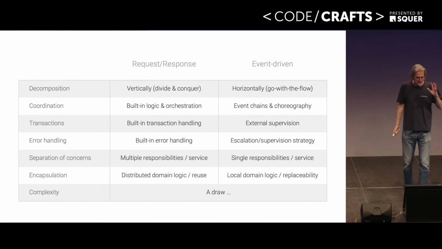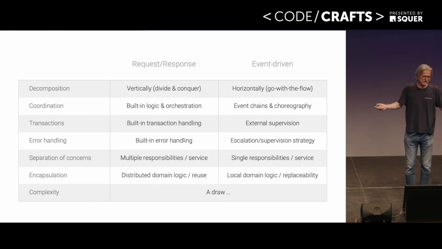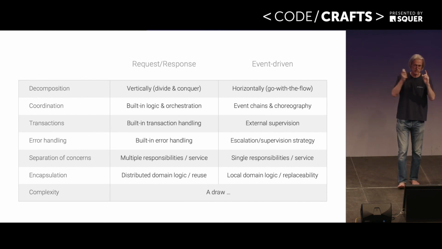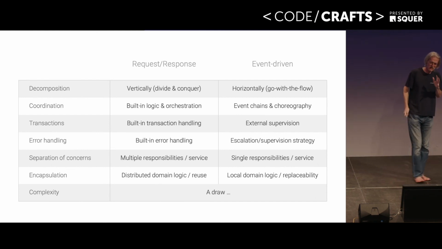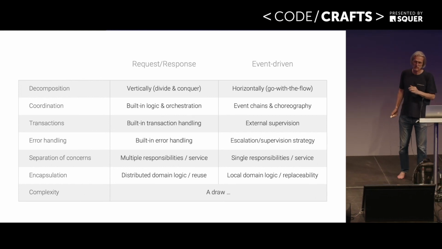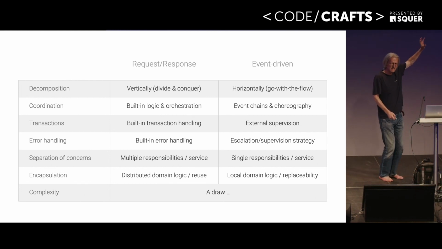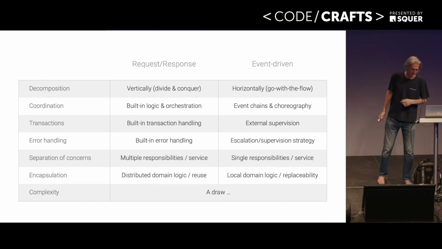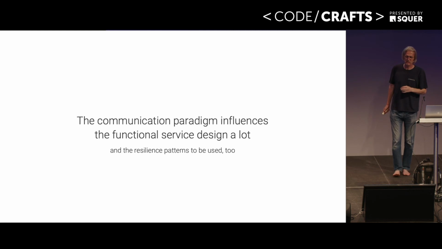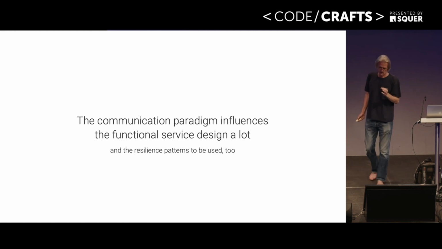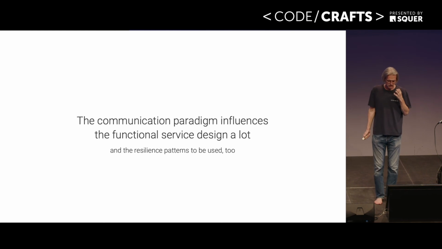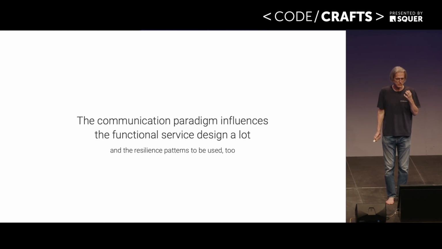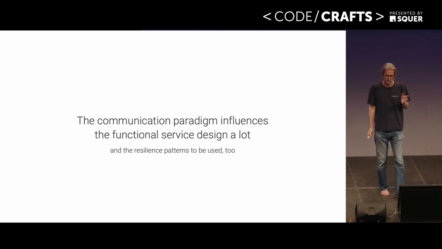Encapsulation is different. And still, from the complexity side, neither is better or worse. You get very different properties, and it gives you different options. It depends a lot on your use case which one you want to have. Again, in distributed systems, event-driven and also message-driven usually gives you a little head start. But the key message here is that the communication paradigm influences your functional service design, the options you have to slice your functionality a lot, and the resilience patterns.